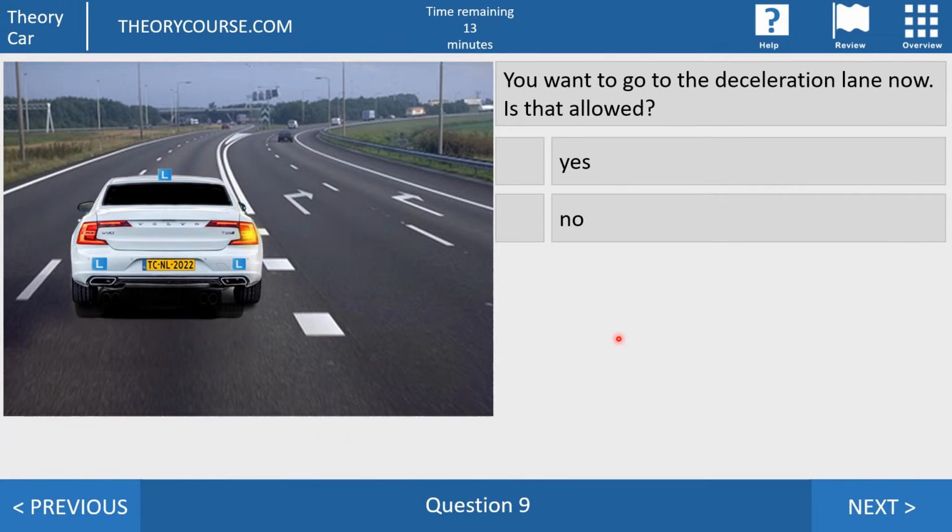Question number 9. You want to go to the deceleration lane right now. Is that allowed? Yes or no? Of course not. If you want to go right now, you cross those lines and that is not allowed. So if you want to go in another direction, you have to make your move earlier and not at the last moment. So is this allowed? No, it isn't.